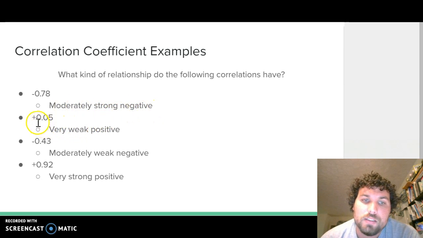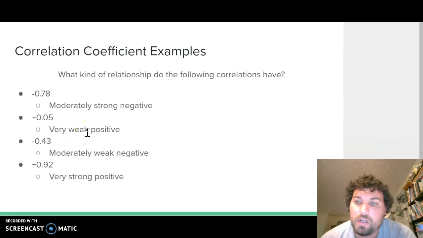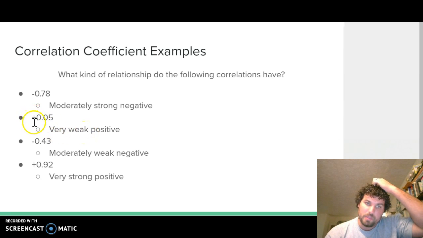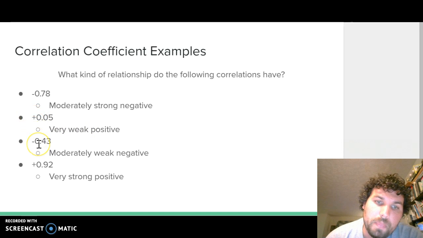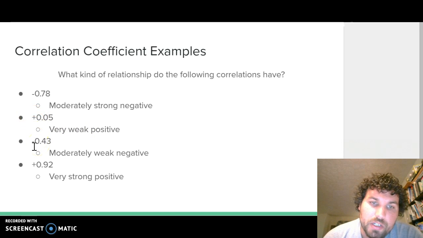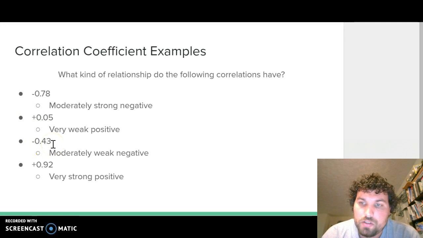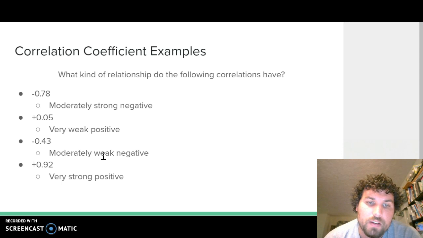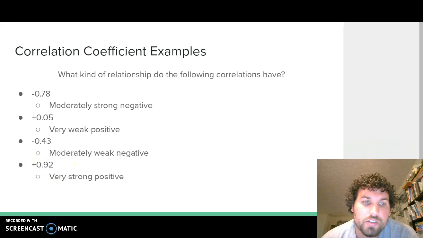We look at plus 0.05. Obviously, it's closer to 0, so it's going to be a very weak positive correlation, the positive coming from the plus sign in front. And so here we know we're dealing with a negative. It's 0.43. It's going to be almost to 50% there. So we're looking at a moderately weak negative correlation. And then the last one, we look at plus 0.92, which is a very strong positive correlation there.